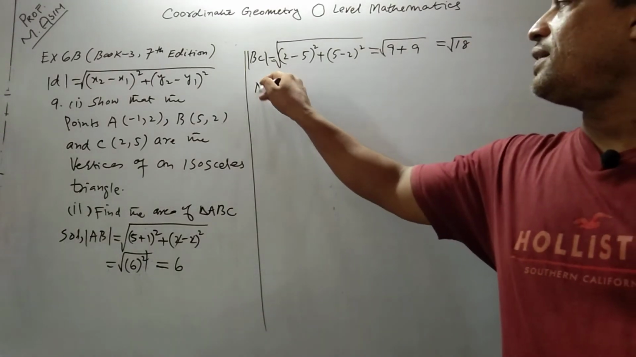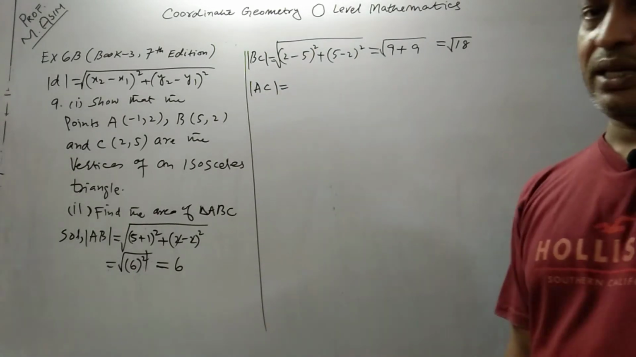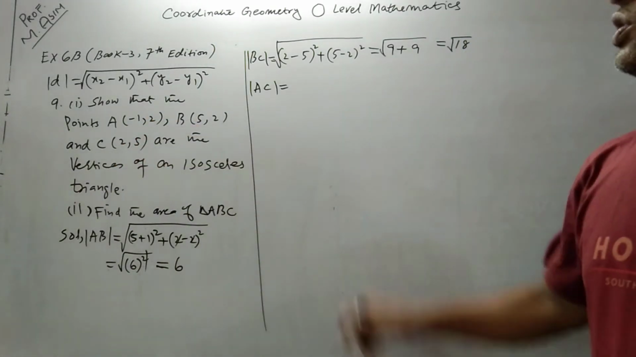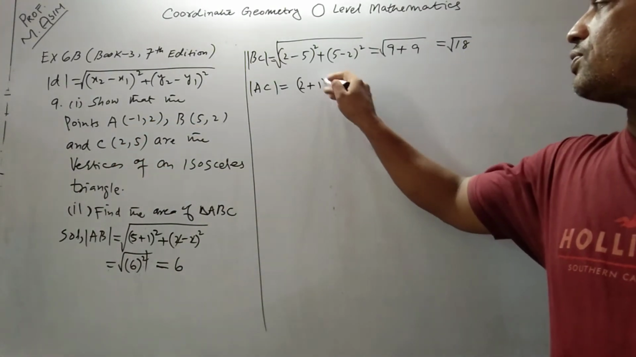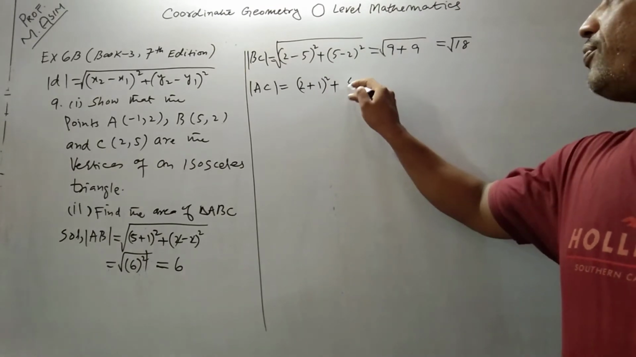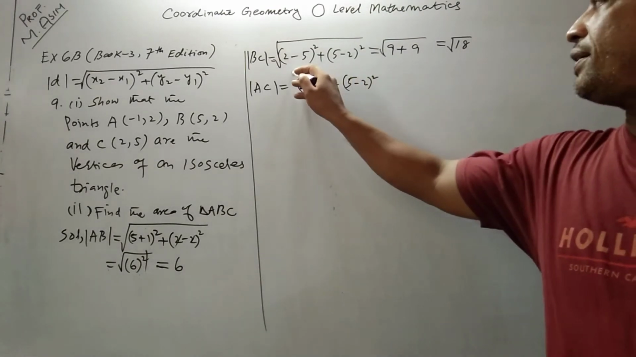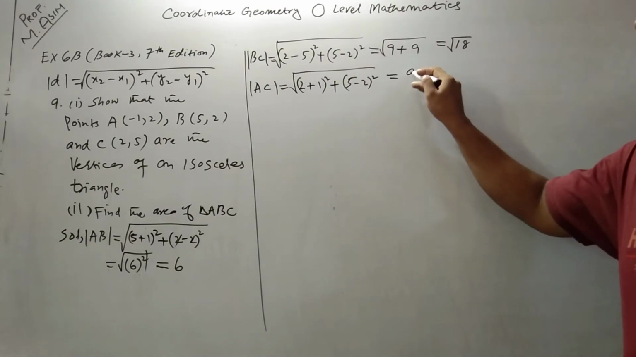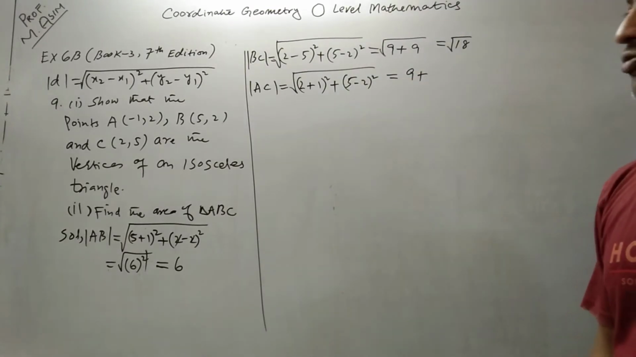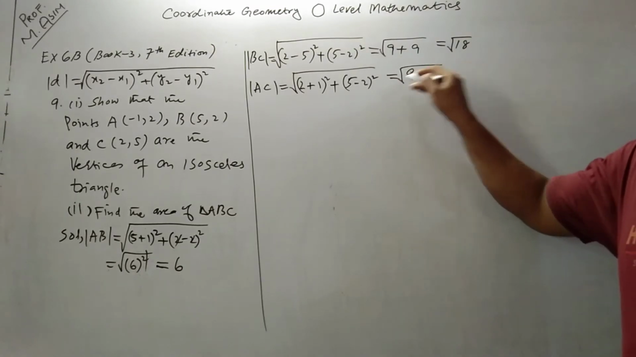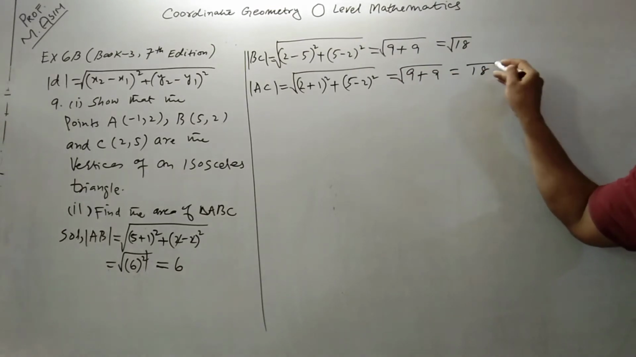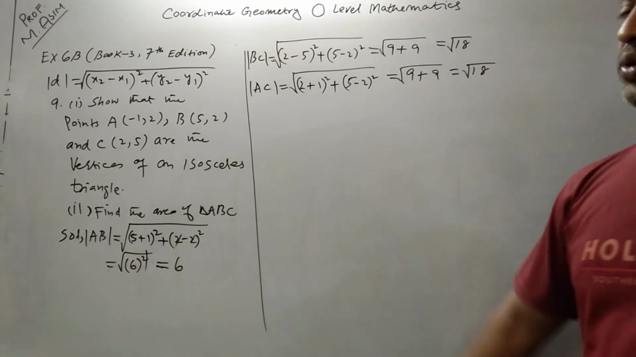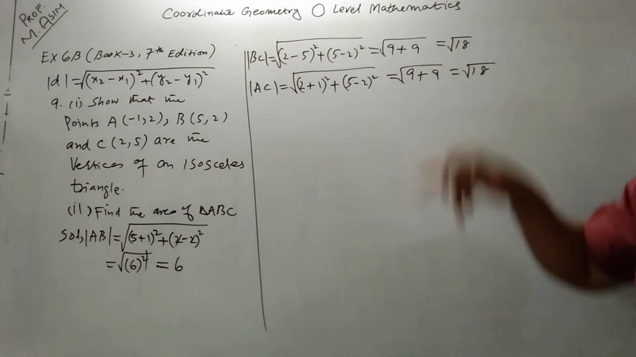Now find the distance or length of AC. This is A, this is C, x1, y1, x2, y2. So 2 plus 1 is square plus 5 minus 2 is square root. 2 plus 1 is 3, 3 square is 9. 5 minus 2 is 3, 3 square is 9. 9 plus 9 is 18. Therefore, you can say two distances are equal, BC and AC are the same.